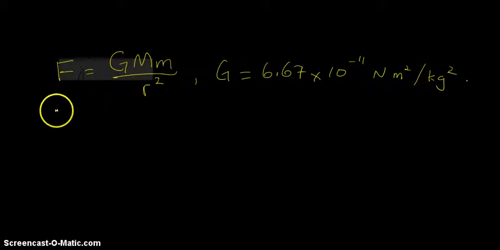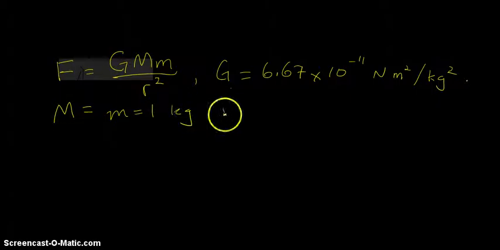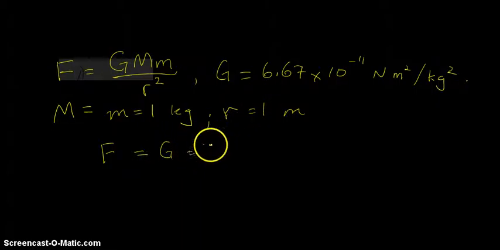Now imagine two bodies of the same mass, say 1 kilogram, separated by a distance r of 1 meter. How strong is this gravitational attraction? Well, substituting those numbers into our formula, we just get F is big G, and that's quite small, 6.67 by 10 to the minus 11. And this, of course, is measured in newtons.